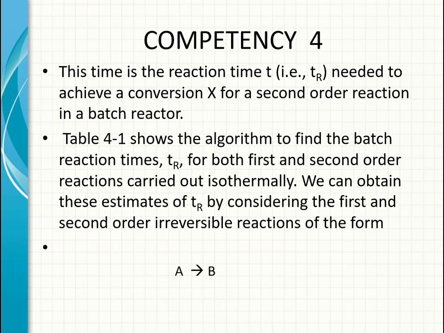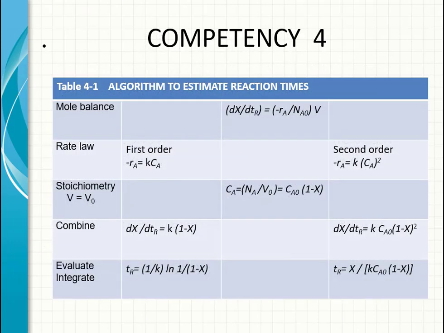And this is the reaction time needed to achieve a conversion X for a second-order reaction in a batch reactor. Table 4.1 shows the algorithms to find the batch reaction times tR for both first and second-order reactions carried out at constant temperature. We can obtain this estimate of reaction time by considering the first and second order irreversible reaction of the form A goes to B.